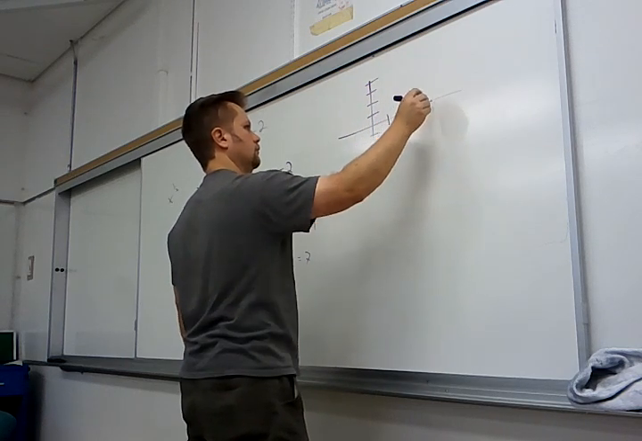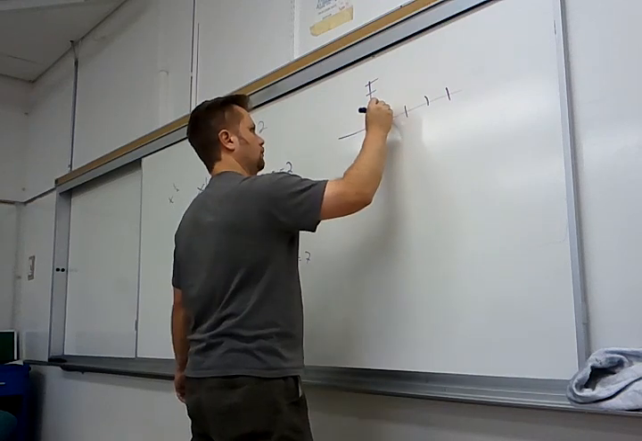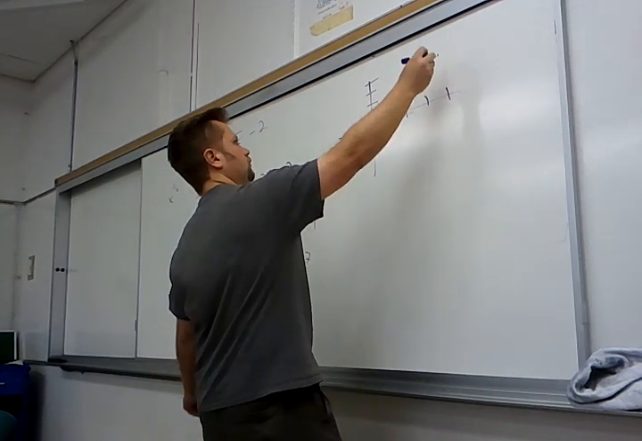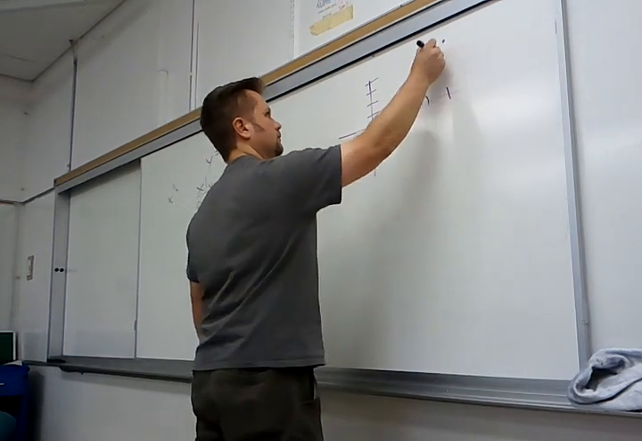And over 4, up 4. No, don't think about it like that. 0, negative 2. The next point is 1, 1. And the next point is 4, 4. And then it's 9, 7. So now see how it's going like this?